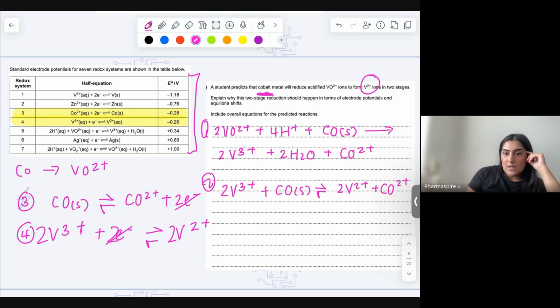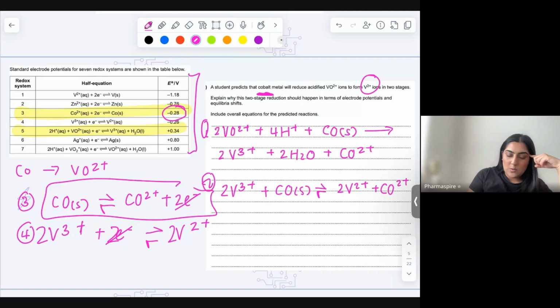Okay. How did I get what? The first equation. So I did 3 and 5, right? So you do, this one's a more negative one, so we flip it. So that's why we write it in this format. And then you times all of this by 2 because you have to match the electrons, and then we combine them. Is that okay?